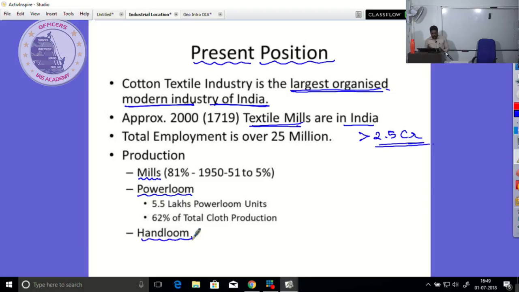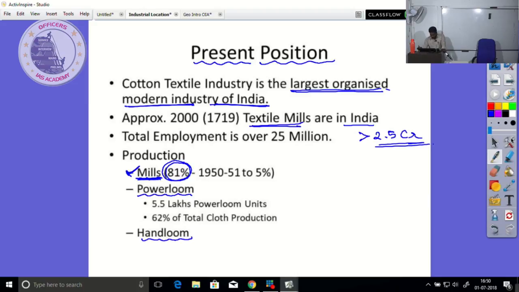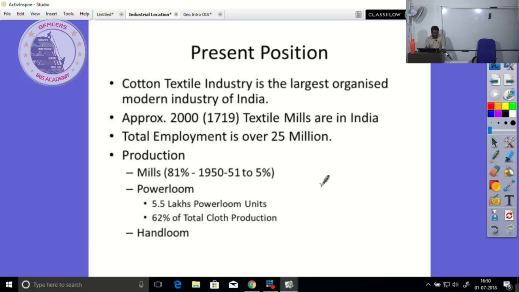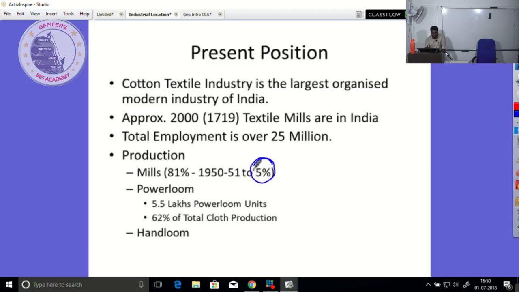When I talk about the mill culture, it was very prevalent during the earlier days. At the time of partition or freedom, mills accounted for 81% of the total production, sir. But today, among the entire production, only 5% is contributed by mills. That is the case from the first five-year plan, near the time of freedom, we had 81%, which has declined to 5% today, sir.